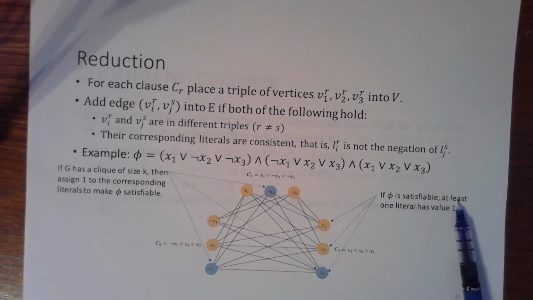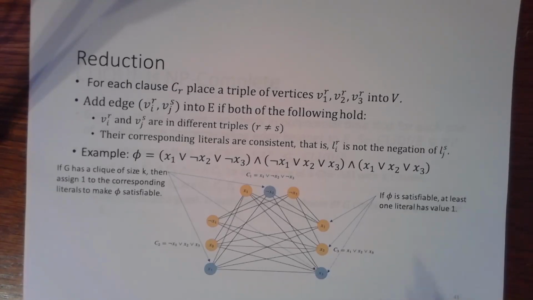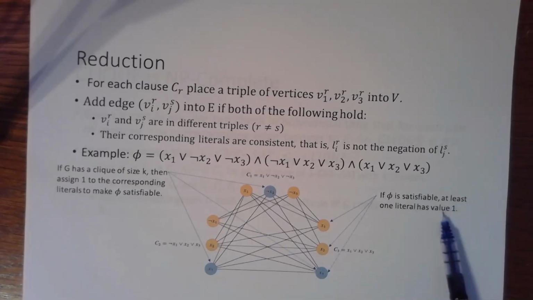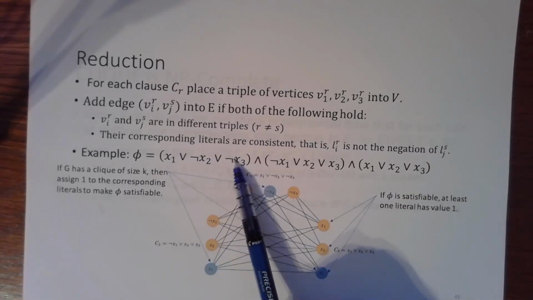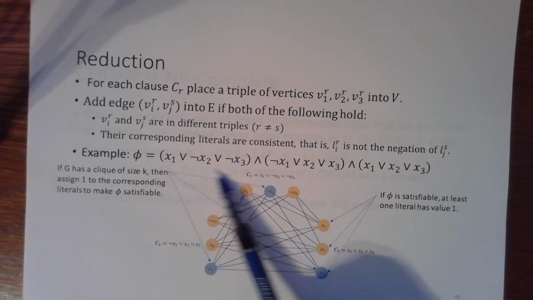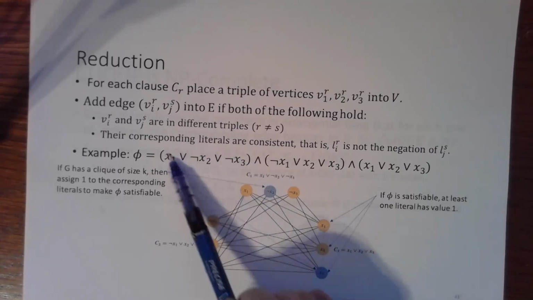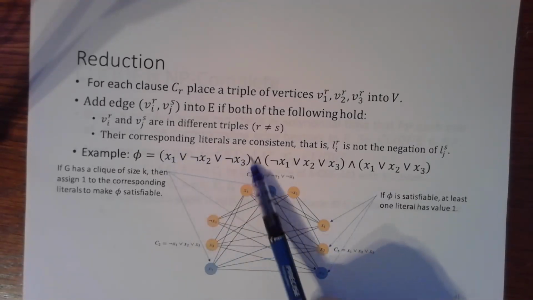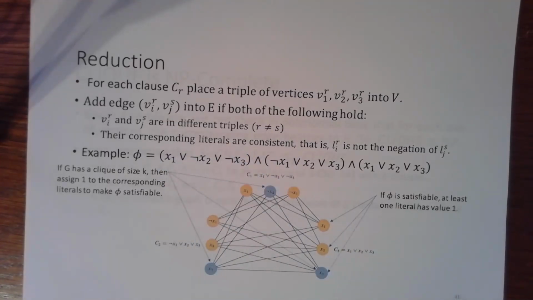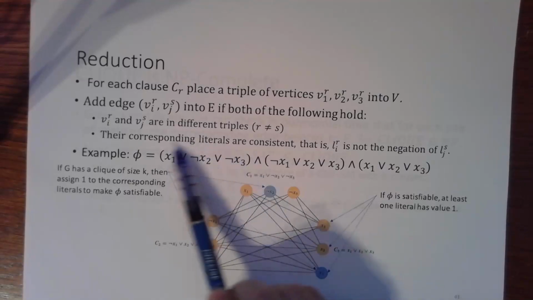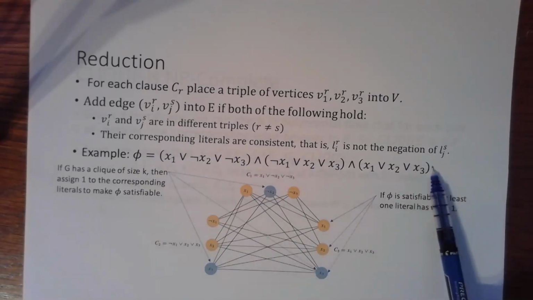If it is satisfiable, I know that in each of these groups of 3, I would have to have at least one literal that has a value of 1. How do I know that? Well, if I have a bunch of things ORed together, for this to evaluate to true, I have to have at least one of these be true. So for this clause to be true, I have to have at least one of these literals be true.